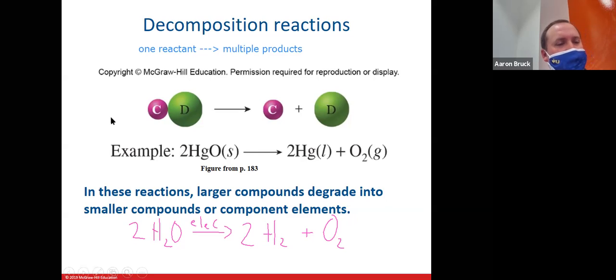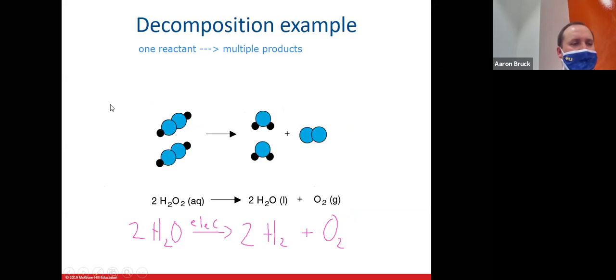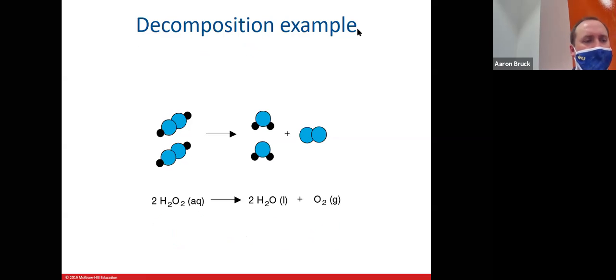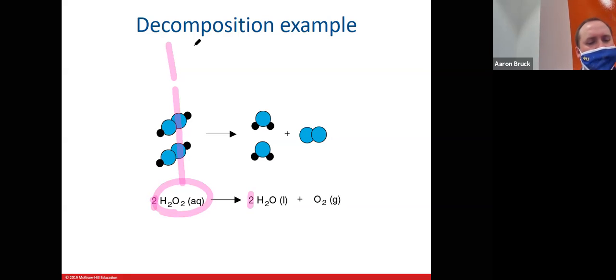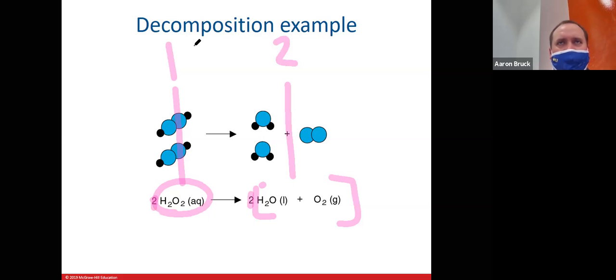Decomposition reactions can even be more complex than this. Here we have an example of hydrogen peroxide breaking down into water and oxygen. And once again, don't get caught up in the coefficients here. Get caught up in the number of products. Here I have one reactant. Here I have two products. So we're fitting into that general mold of decomposition reactions: one reactant generating multiple products.